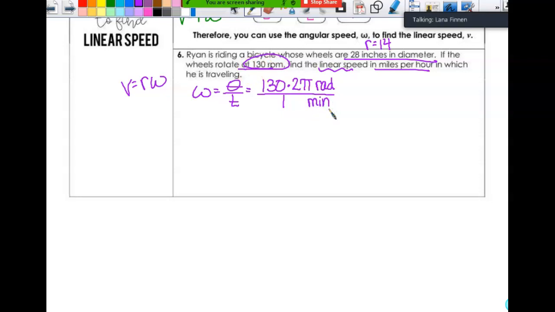Now, I could multiply that and make it 260, but I have a feeling I'll need to cancel a 2 out of the denominator somehow, so I might as well leave it like that so that there's less to do. So I will put that into my velocity formula. Velocity is the radius, which is 14 inches, and since that's a whole number, I'm going to put it over 1 because I know I'm going to have a whole bunch of fractions here, times omega, which is 130 times 2 pi over 1 minute.